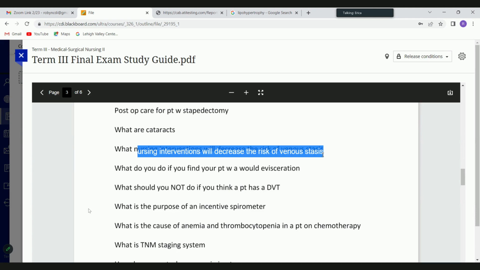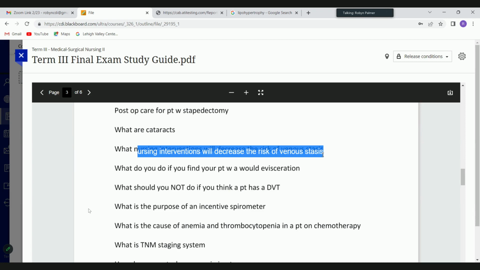Stockings, walking, the CPM machine. Just getting the main thing, getting them out of bed if they have an OOB order. If they're allowed out of bed, we get them out of bed. But other things: stockings, machines, moving their feet in the bed.